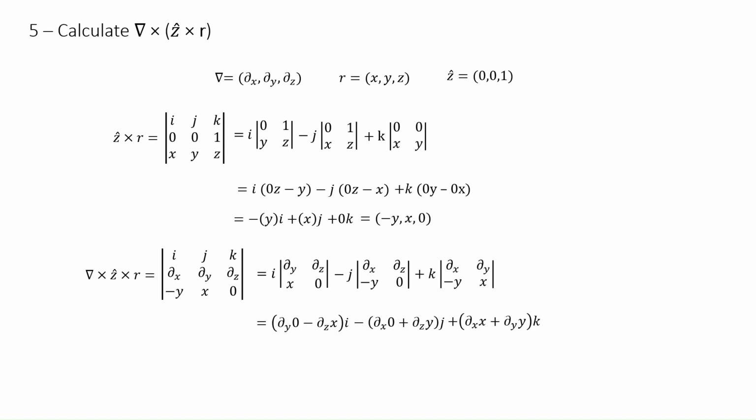Now you'll see that none of the components except the k component actually create anything, because the derivative of 0 is 0, and the derivative of x in the z direction is also 0, and same principles for the j component. So those guys disappear, and we are left with 1 plus 1 k, or 0, 0, 2, which is our final result.